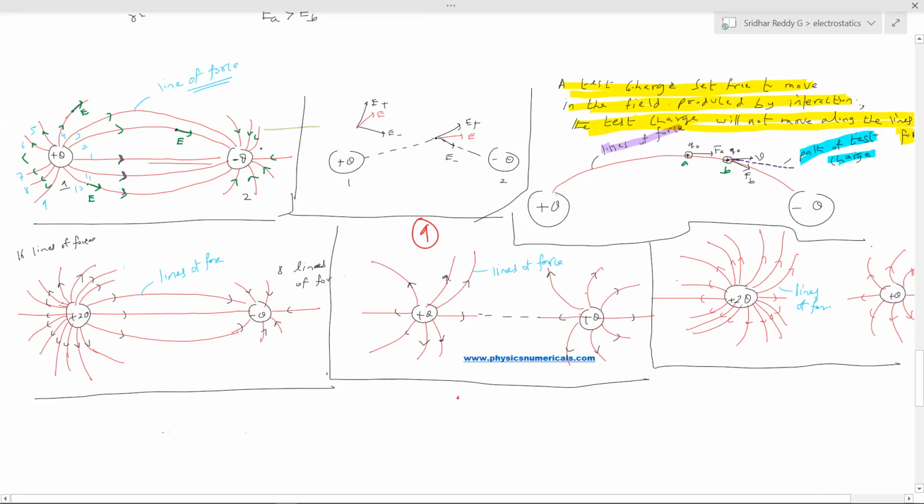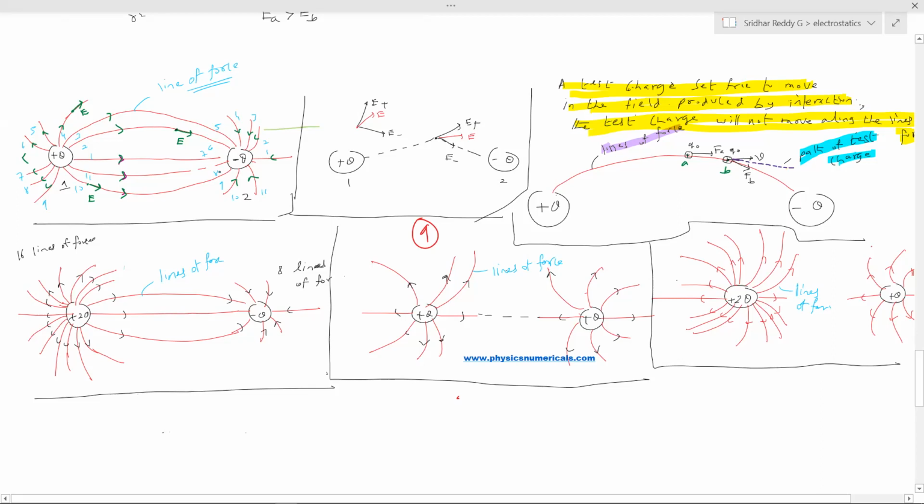Similarly, let me count here. 1, 2, 3, 4, 5, 6, 7, 8, 9, 10, 11. Okay, I'll remove this. This should not be there. I'll remove this one. Okay, 11 point charges, 11 lines of force are there.